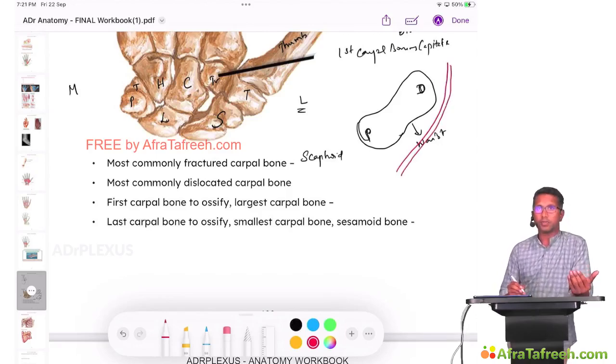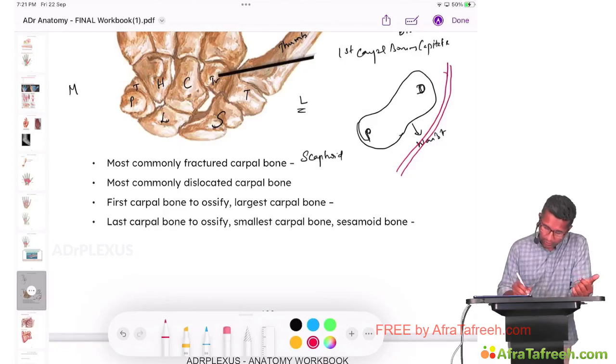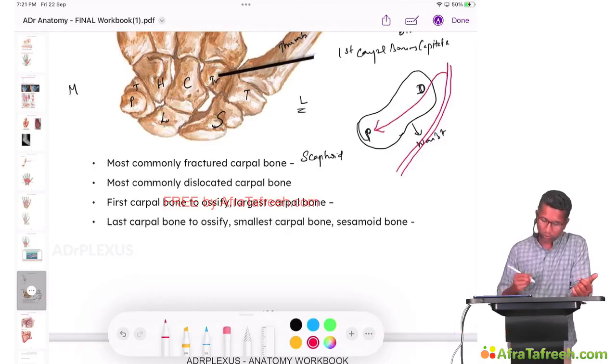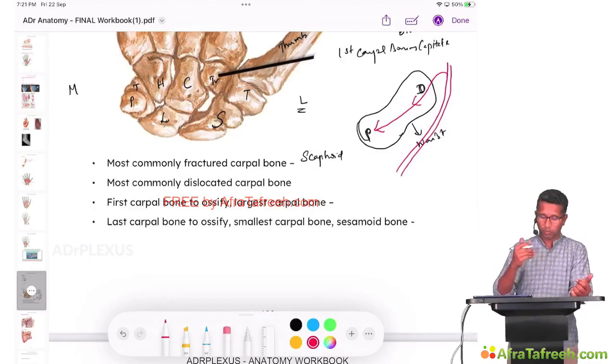And this artery gives branches to the scaphoid bone. So the radial artery gives branches to the scaphoid bone from the distal pole to the proximal pole. So the blood supply for the scaphoid comes from the distal pole to the proximal pole.